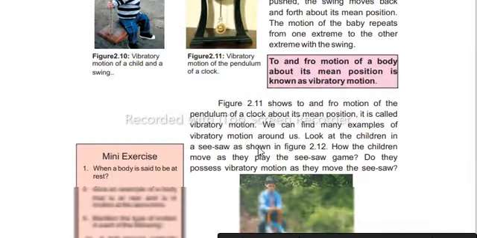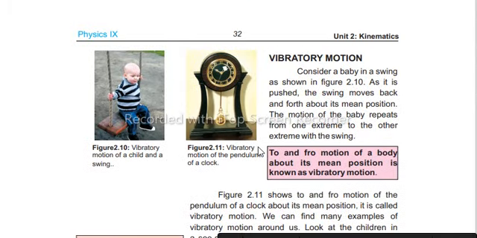So now we move to the next type, which is vibratory motion. Consider a baby swing as shown in the figure. In this toy, the baby swings back and forth about its mean position. The motion of the baby repeats from one extreme to the other extreme. To and fro motion of a body about its mean position is known as vibratory motion.